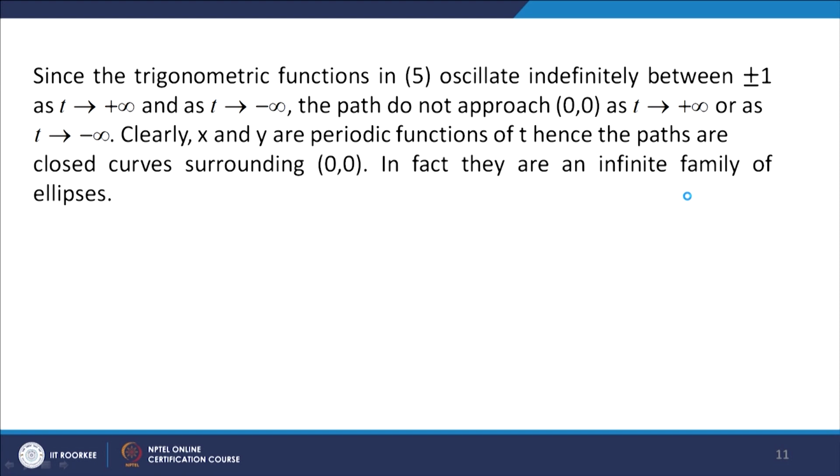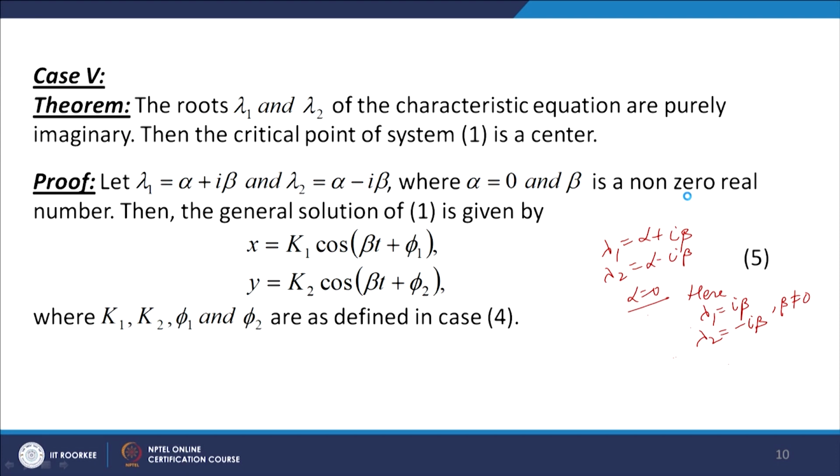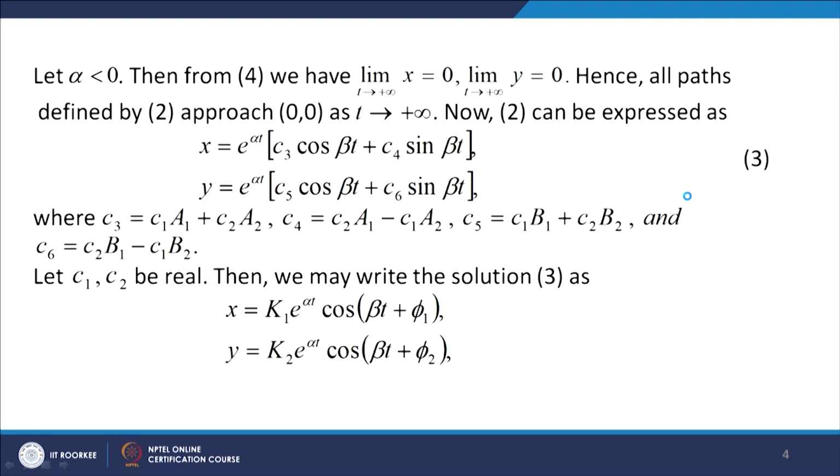Now, let us see how they are an infinite family of ellipses. We had come to this form of x and y from this situation. Now, alpha is equal to 0, so we have x equal to k1 cos(beta t plus phi 1) and y equal to k2 cos(beta t plus phi 2). So, when alpha is 0, we have x equal to c3 cos beta t plus c4 sin beta t, and y equal to c5 cos beta t plus c6 sin beta t. So, let us go there.